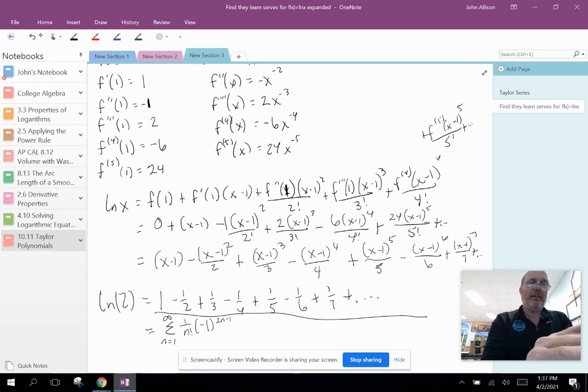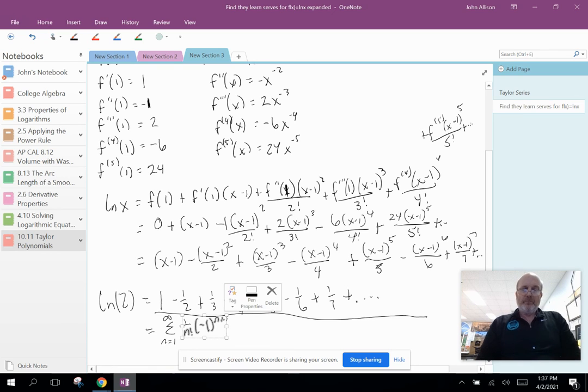No, n plus 1 is what I need to do. That's going to be the alternating harmonic series. That sums to ln 2. And we can show that using this Taylor series expansion.